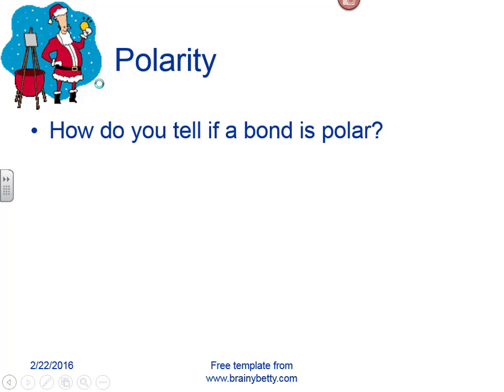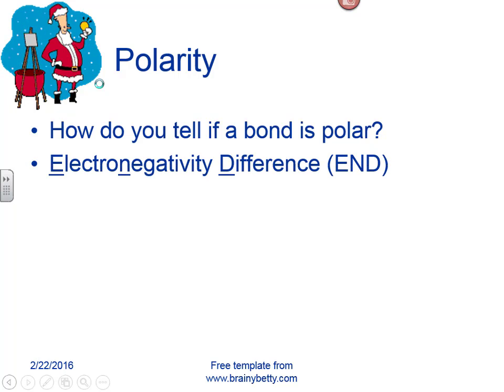So when you're looking at electronegativities, when you're looking at combinations of different atoms, how do you decide if the bond is going to be polar or not? What kind of bond is it going to have? There's a scale, or kind of like a chart, that uses the electronegativity difference. And I usually abbreviate that END because that's kind of long to write out. The electronegativity difference.